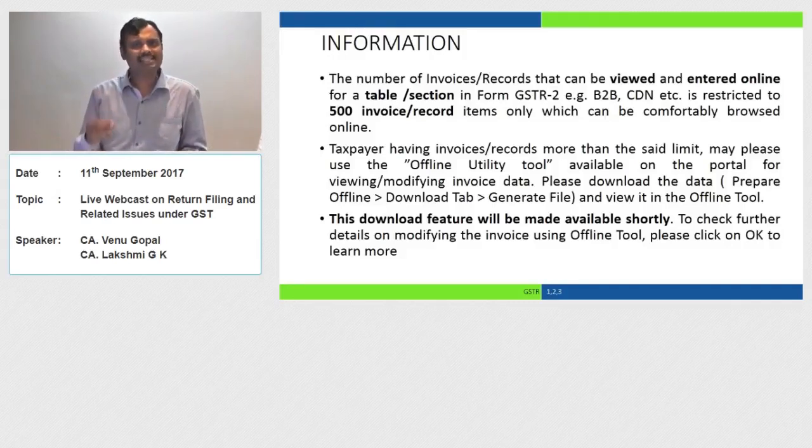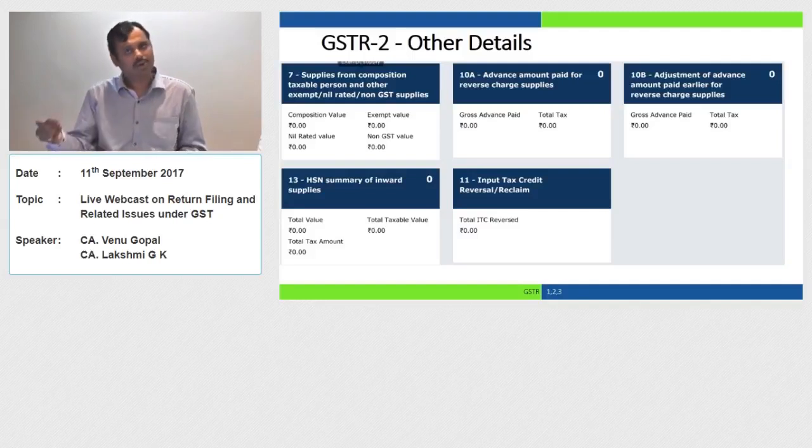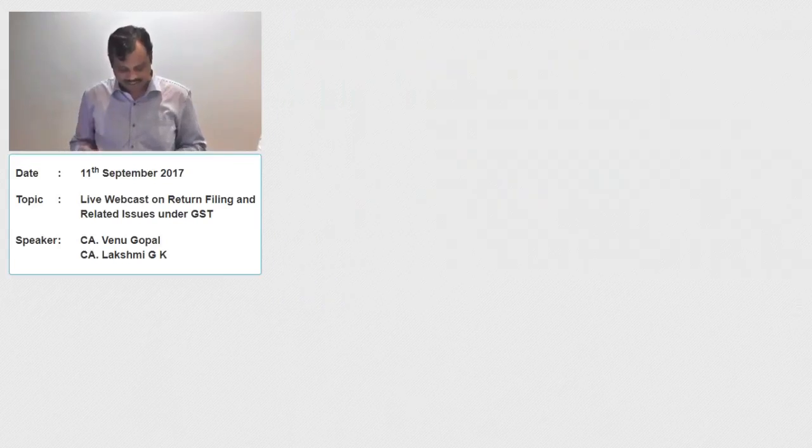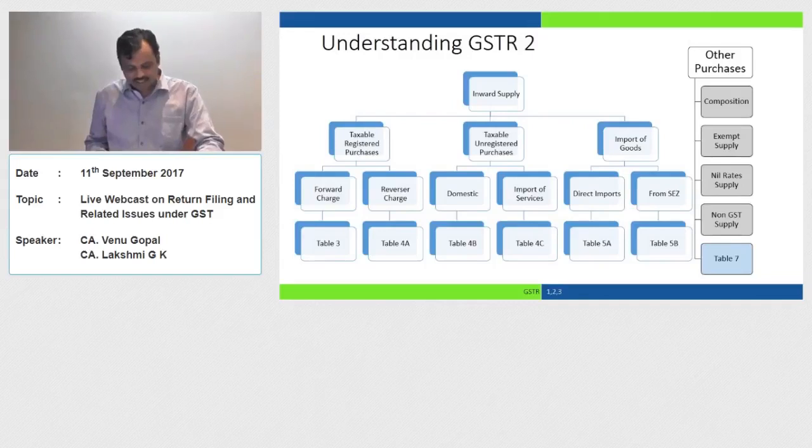So like GSTR 1, you will be downloading the offline utility, which will facilitate you to process GSTR 2. Now, mind you, if the number of invoices is beyond 500, you will not be able to process GSTR 2 online. You have to process it offline only. So this is one limitation. Slide 95 gives you a glimpse of what is there in your GSTR 2.